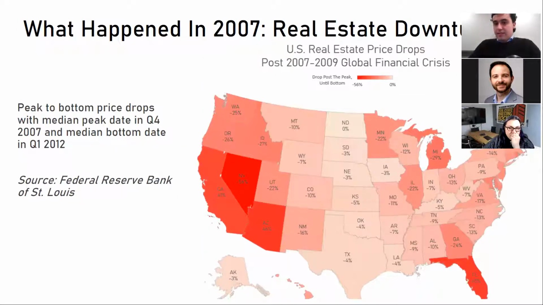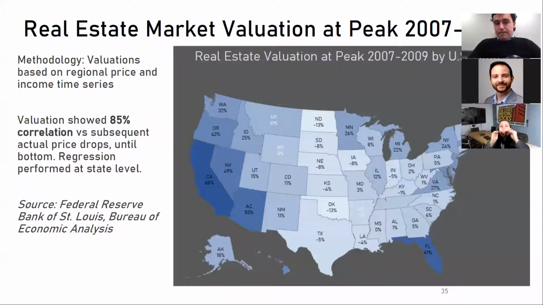It's a fundamental asset. So I've been urging people to use valuation metrics. If one does a regression on fundamentals, one would be able to arrive at how overvalued or not the market is. And so in 2007, these were the downturns that happened. The four big states that dropped at the time were California, Nevada, Arizona, and Florida. And these were valuation metrics based on historical price and income time series.